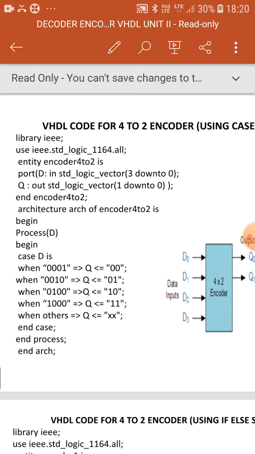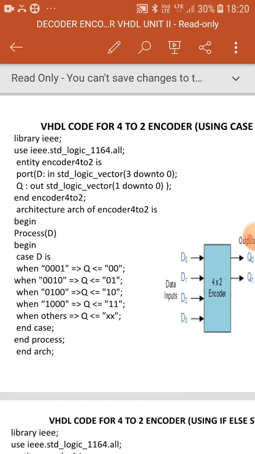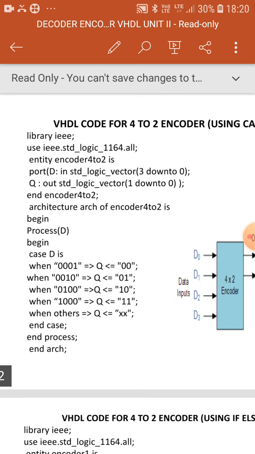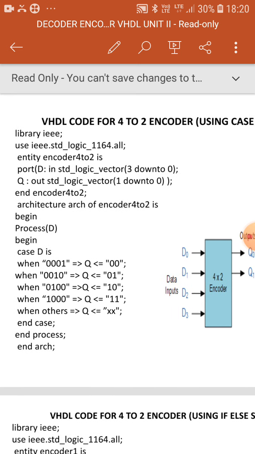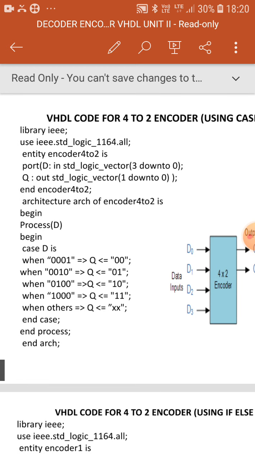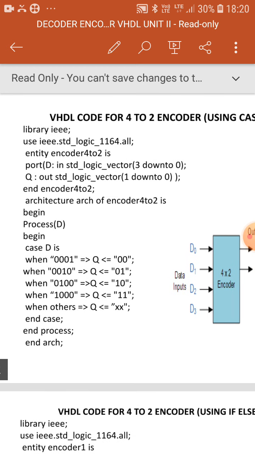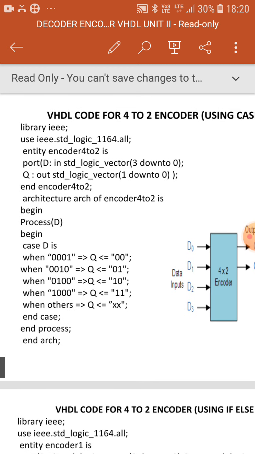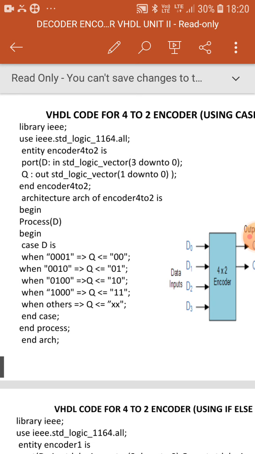You can write D0, D1, D2, D3 colon in std_logic, or D colon in std_logic_vector 3 down to 0. D is the 4 bit value, so 3 down to 0: D of 3, D of 2, D of 1, D of 0. D of 3 is the MSB and D of 0 is the LSB.